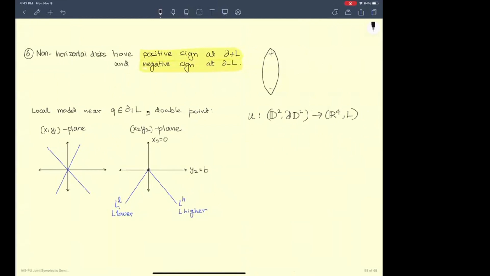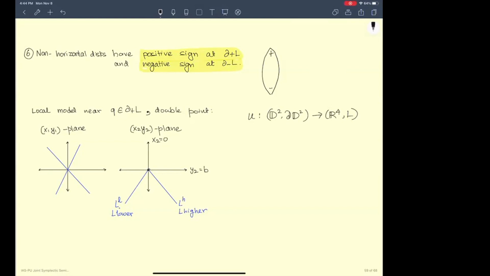So suppose we have this double point at the top boundary. Okay, we can take some sort of local model. So we take two projections, one to the x1, y1 plane, and the other to the x2, y2 plane. Both of these are holomorphic. And the Lagrangian does something here. Looks like sort of two straight lines, can be curvy, I don't care. But this one, so this is my y2 equal to b line. So everything is under it. So it looks like sort of two lines like this. And this one is going to be the higher leaf because it has higher x2 values. And this one is the lower leaf.